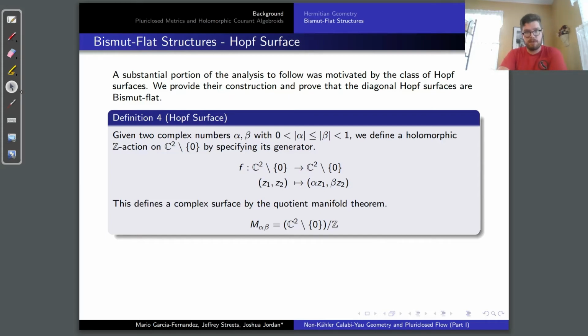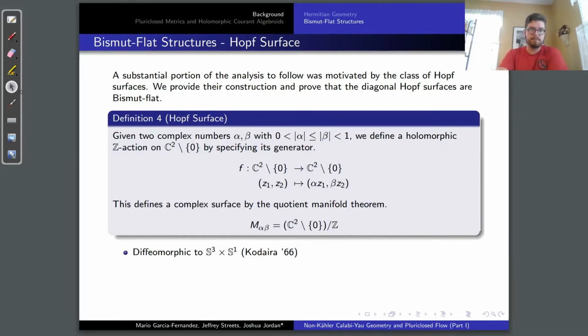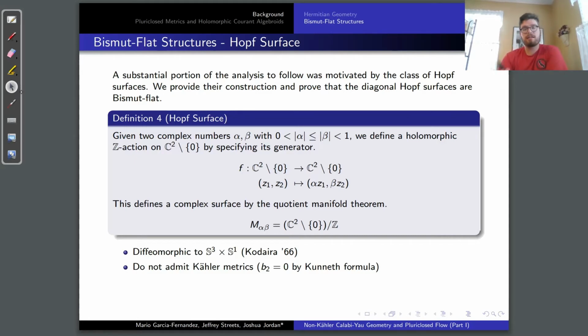is a Hopf surface. A lot of times you'll see these called primary Hopf surfaces, and secondary Hopf surfaces are coverings of these guys, but I won't really talk about that. Something interesting is that these are all diffeomorphic to S3 cross S1. And they do not admit Kähler metrics because they are S3 cross S1. You can check, they're not symplectic because the second Betti number, the dimension of the second cohomology, vanishes. You can do that by the Künneth formula.